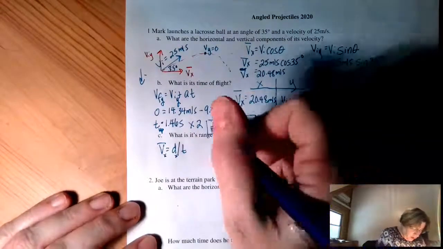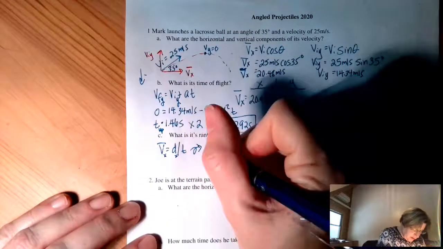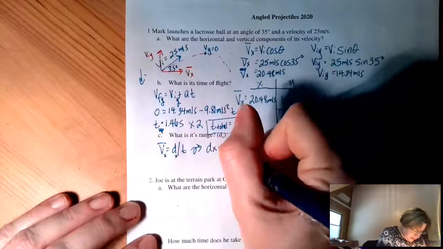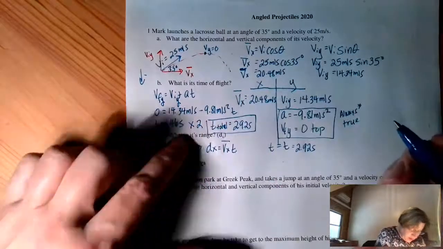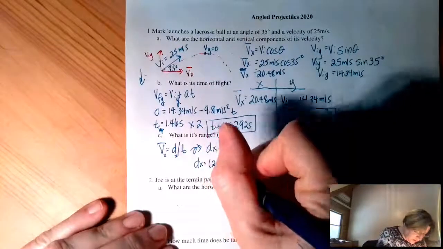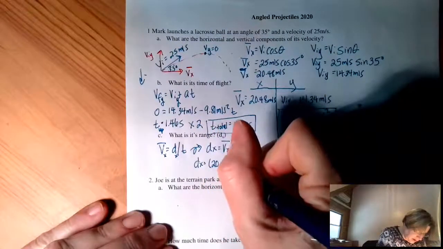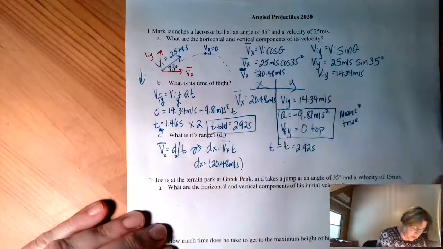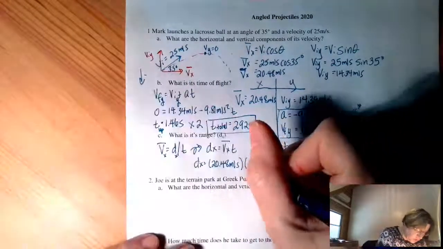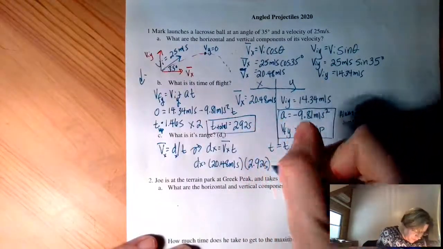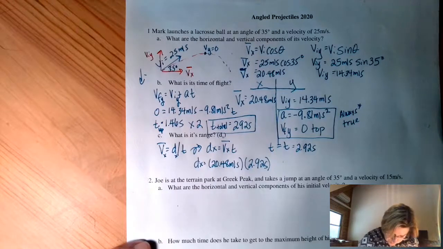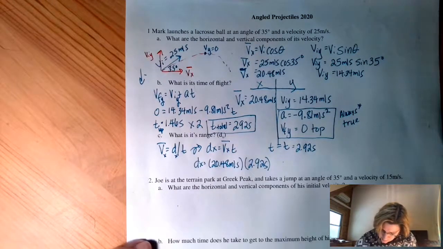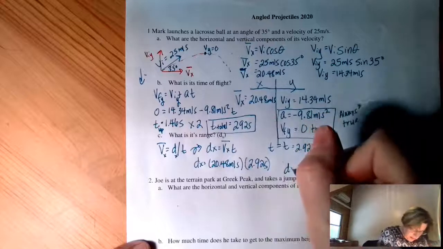All right. I'm going to rearrange this and get that dx equals vx t. So dx equals, the vx was 20.48. Again, notice I'm not putting the 25 in there. That's the diagonal information. Diagonals don't go in either horizontal or vertical. And then total time. All right, and when I do that, I get that the total distance equals 59.8 meters.